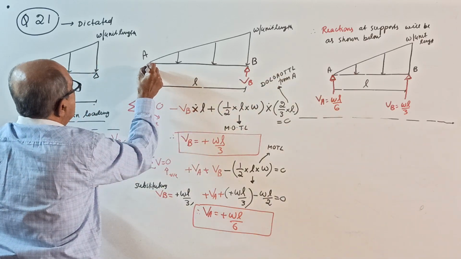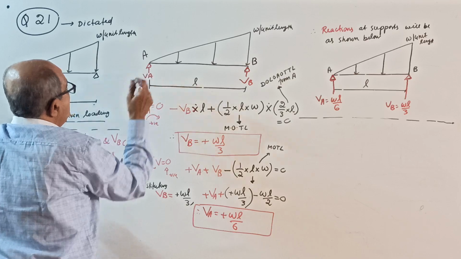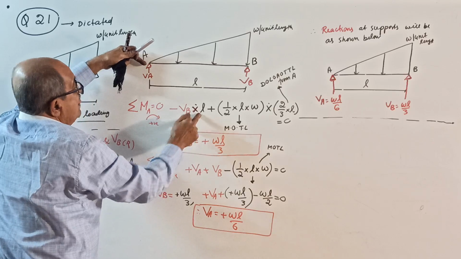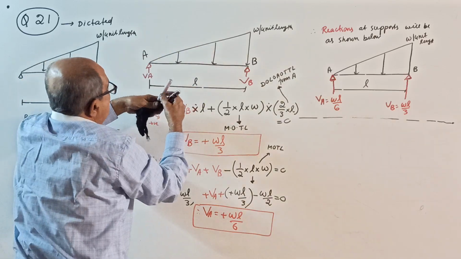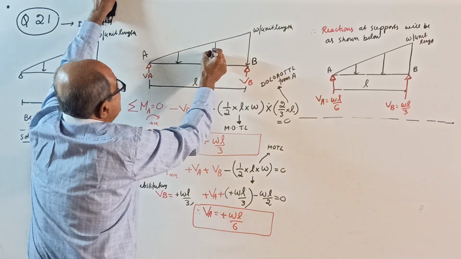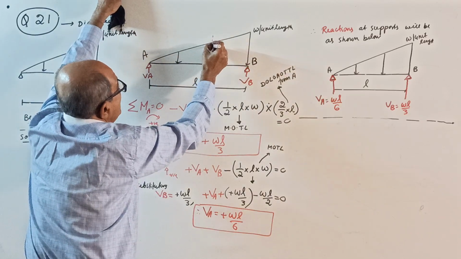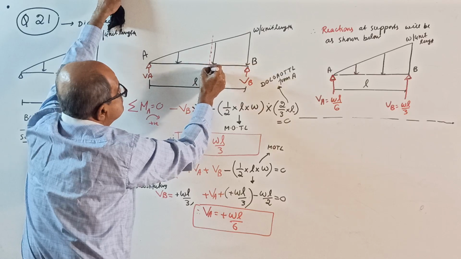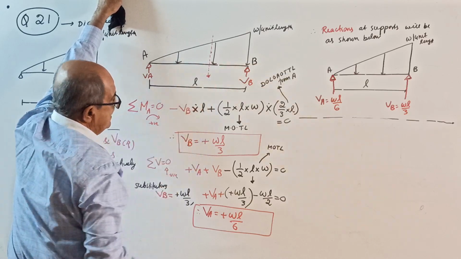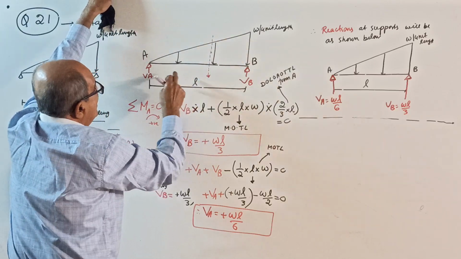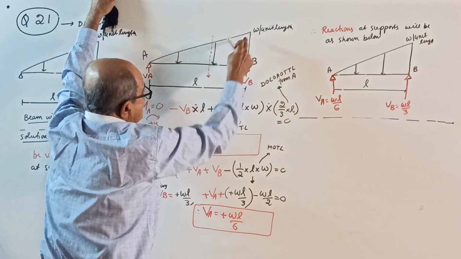VB, VA. Okay. Minus VB into L plus, see there. Now, light line pencil mark here. Pencil, light line. This is the magnitude of the total load. You can write here: magnitude of total load equal to half into L into W.